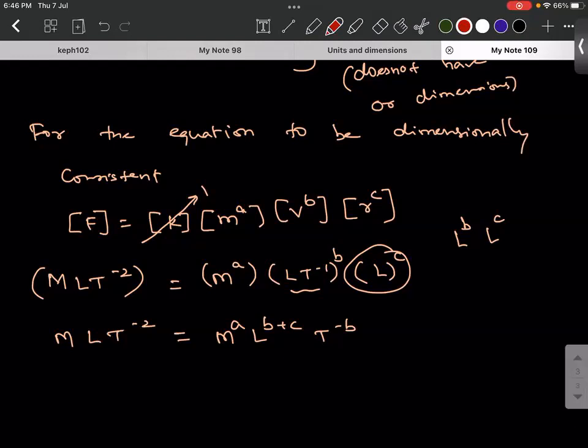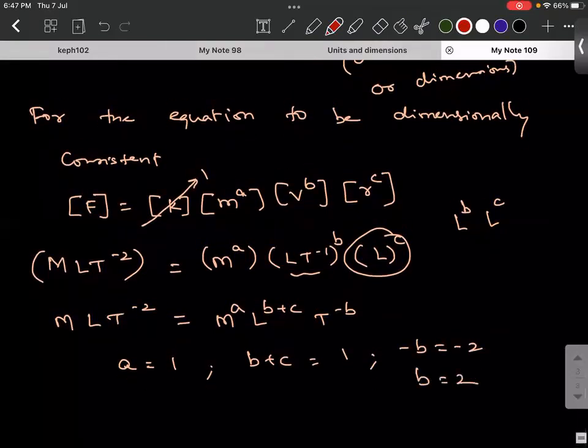So whenever an equation is dimensionally consistent, the dimensions are supposed to be same. Dimensions means what? Powers. So when you compare the powers on both the sides, what do I get A as? Very good. What do I get B plus C as? 1. And what do I get minus B as? Minus 2. So from here I got B is equal to 2.